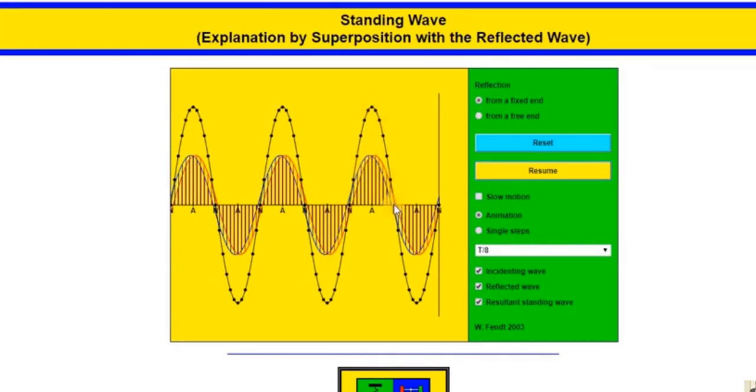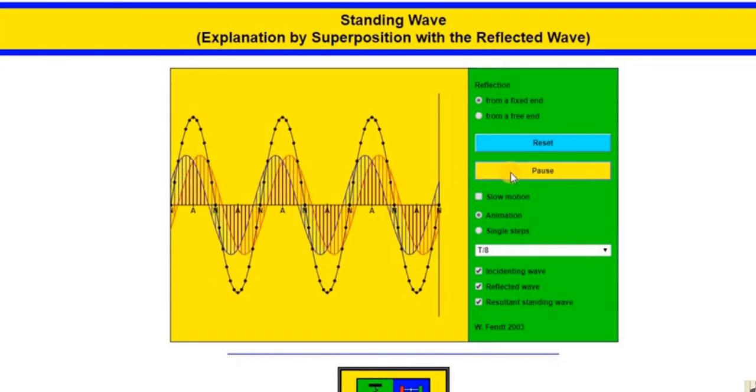Similarly, over here we have the amplitude of the red wave positive and the amplitude of the blue wave negative, but they are the same magnitude. So the result is, let's say, plus 1 millimeter, minus 1 millimeter. So over here it will be 0. Always at the node, the amplitude is 0. Okay, I'll resume this again.